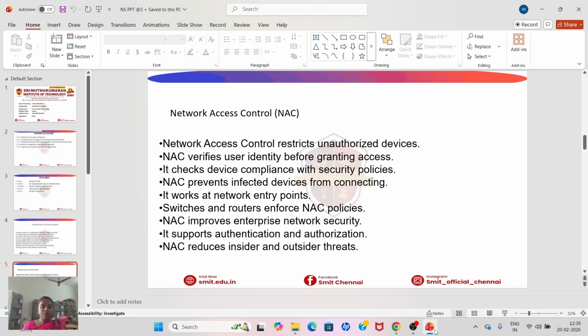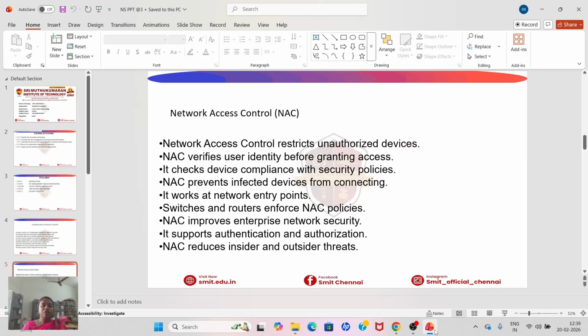Why is NAC most important? Because it prevents unauthorized users from accessing the network and protects against malware-infected devices. It enforces security policy, controls internal and external device access, and supports bring your own device, BYOD.